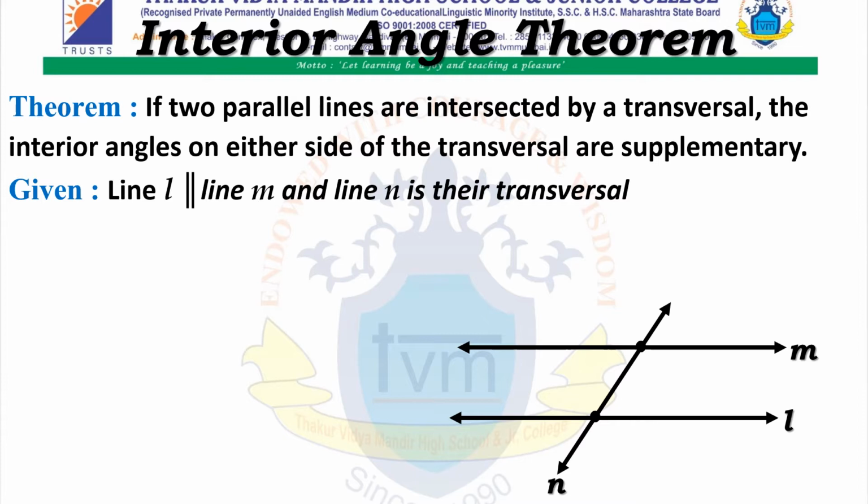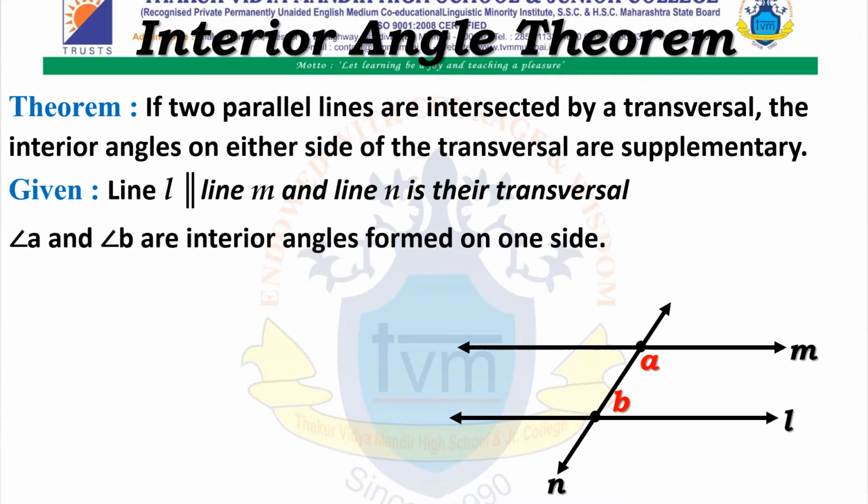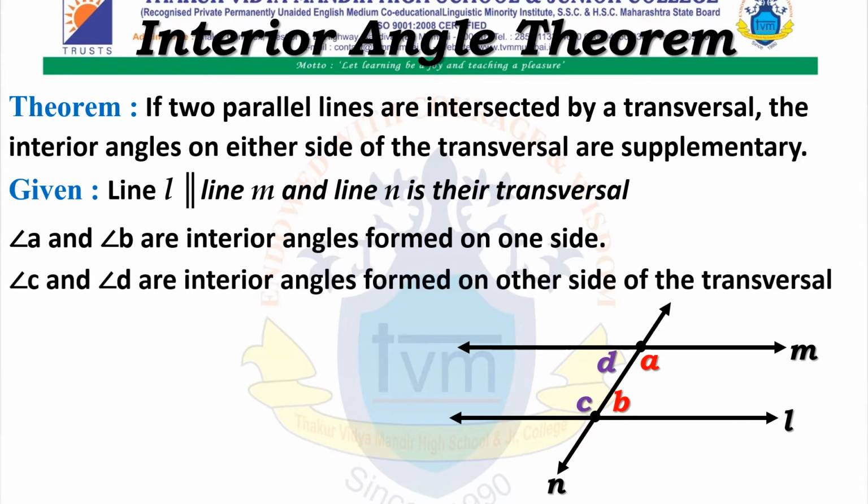Now we will take interior angles in this figure. You can see here angle A and angle B. Angle A and angle B is one pair of interior angles. So angle A and angle B are interior angles formed on one side of a transversal. And you can see in this figure, angle D and angle C is another pair of interior angles formed on the other side of a transversal.